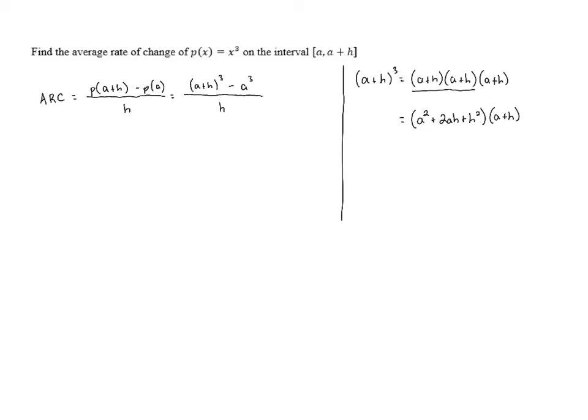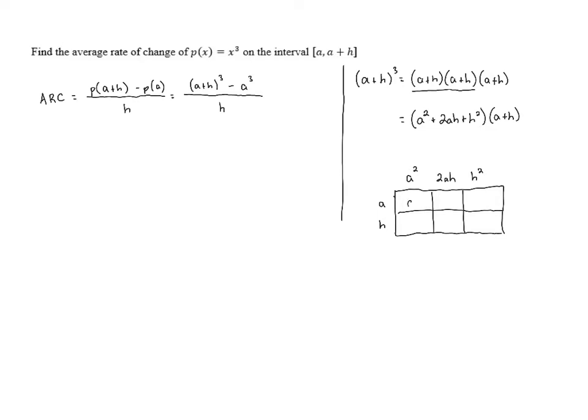So now we've got a squared plus 2ah plus h squared times a plus h. When we have a trinomial times a binomial, the cleanest and simplest way to multiply this out is with the table method, making a 3 by 2 table. So we've got a squared, 2ah, and h squared as the terms from the first polynomial, and a and h as the terms from the second. Let's go through and multiply to see what the product will be.